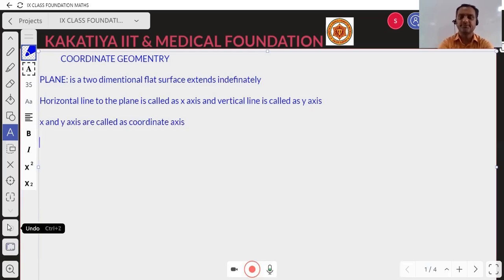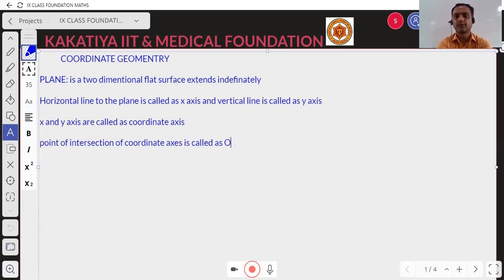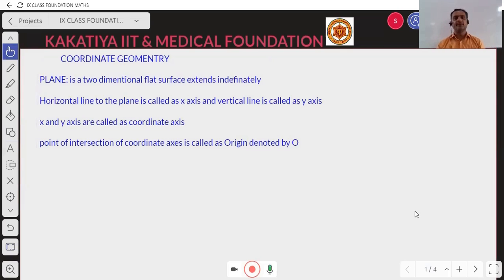Okay. Now, the point of intersection of these coordinate axes is called the origin, right? Denoted by O, right? So every point in coordinate axis, see, when you say coordinate axis, we will draw it as a coordinate plane. Okay. So in the coordinate plane, every point has these two values, x coordinate and y coordinate.